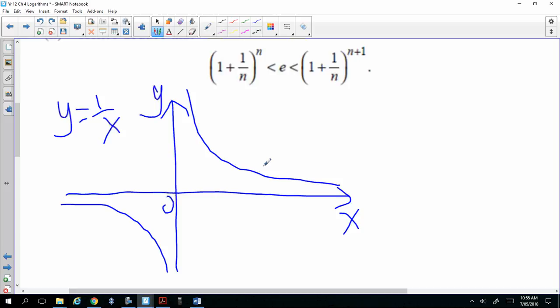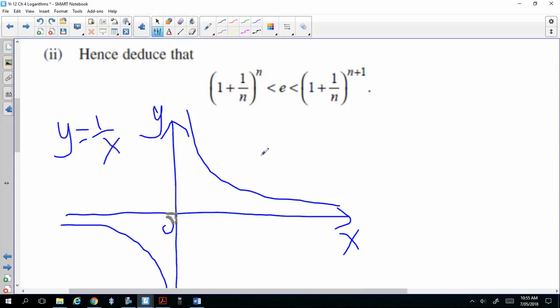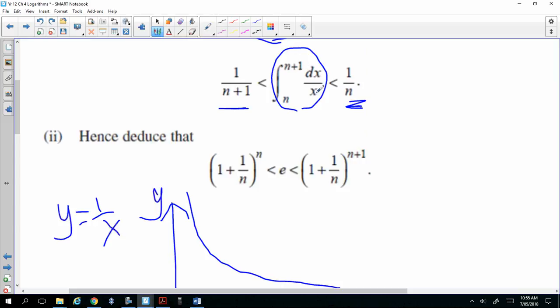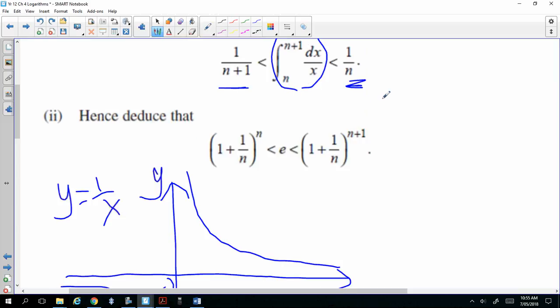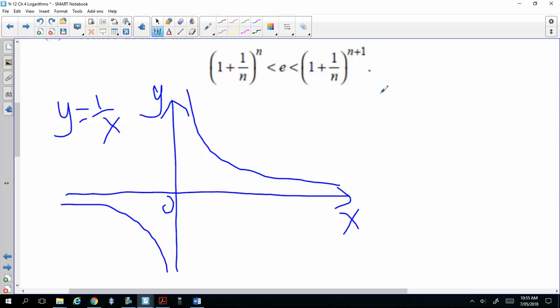So we're going to illustrate the area underneath the graph, 1 over x from n to n plus 1. So n is over here. Let's say this is your n, this is n plus 1, right? So this area, the shaded area, is represented by this integral from n to n plus 1 of 1 over x dx. Alright, good.